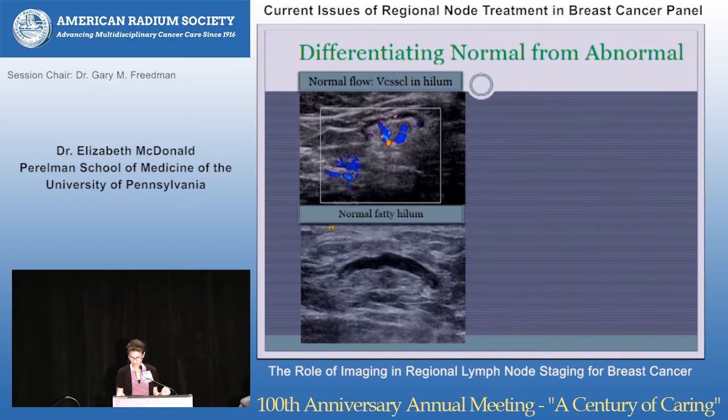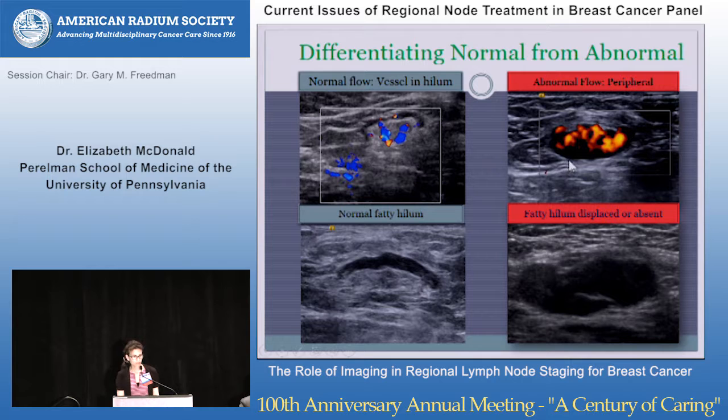I don't know if there's a pointer. And the mouse here. Okay, there you go. This is a normal lymph node with a normal fatty hilum, and this is hilar blood flow, which is normal. The bright here is fat, and the dark is the normal cortex. Here again is a normal lymph node. This is the normal cortical part of the lymph node, and here is the fat.